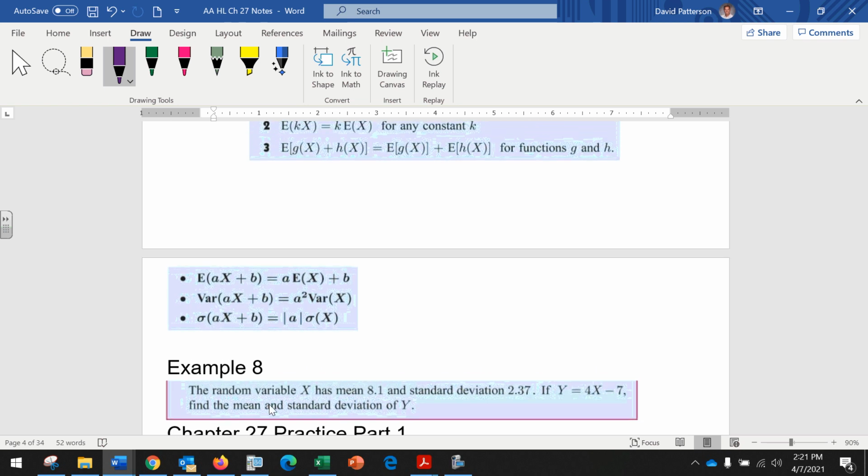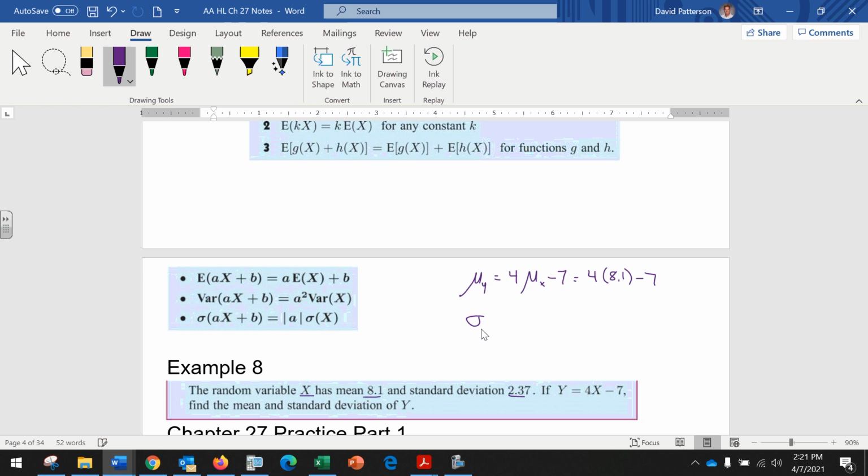Looking at example 8, we're given a random variable x that has a mean of 8.1 and a standard deviation of 2.37, and we have a new random variable y that's going to be 4 times the original value of x minus 7. If I'm looking for the mean of y, I can just do 4 times the mean of x minus 7. That's just 4 times 8.1 minus 7, and that is whatever it is.